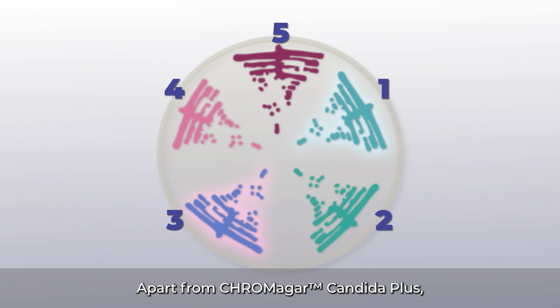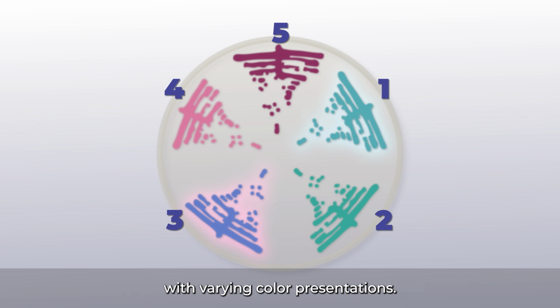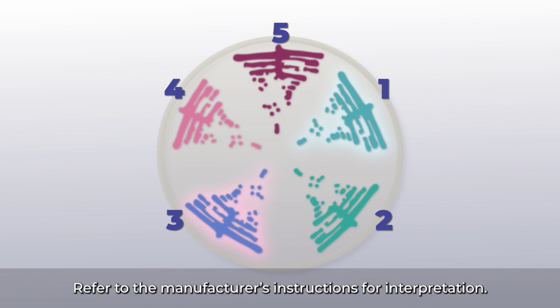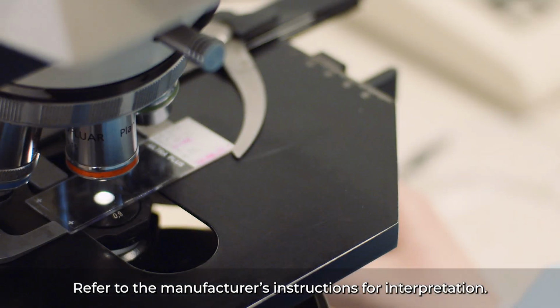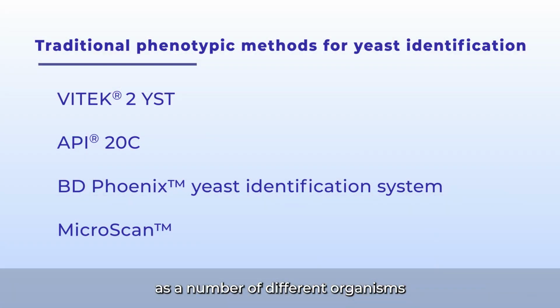Apart from Chrome agar Candida plus, other manufacturers produce chromogenic yeast agars with varying color presentations. Refer to the manufacturer's instructions for interpretation. Candida auris can be misidentified as a number of different organisms when using traditional phenotypic methods for yeast identification, such as Vitek 2 YST, API 20C, BD Phoenix Yeast Identification System, and Microscan.